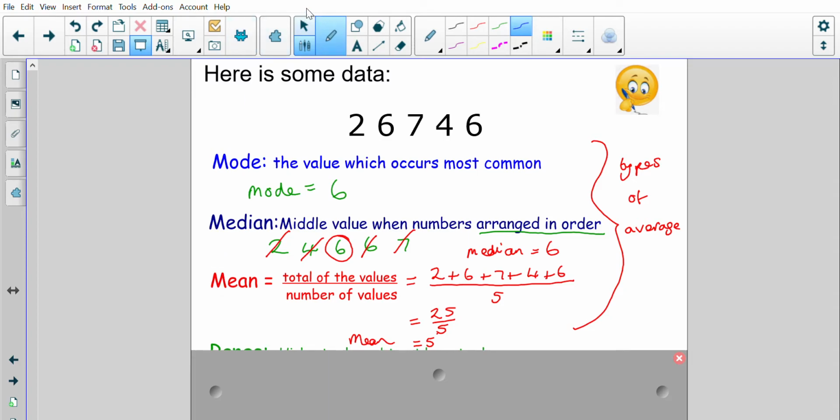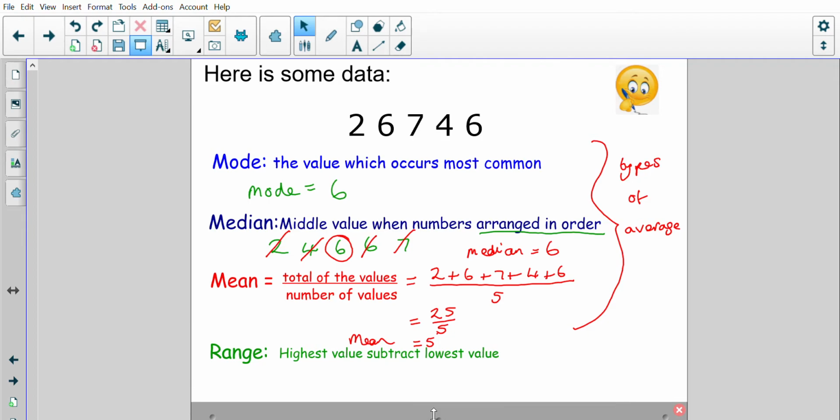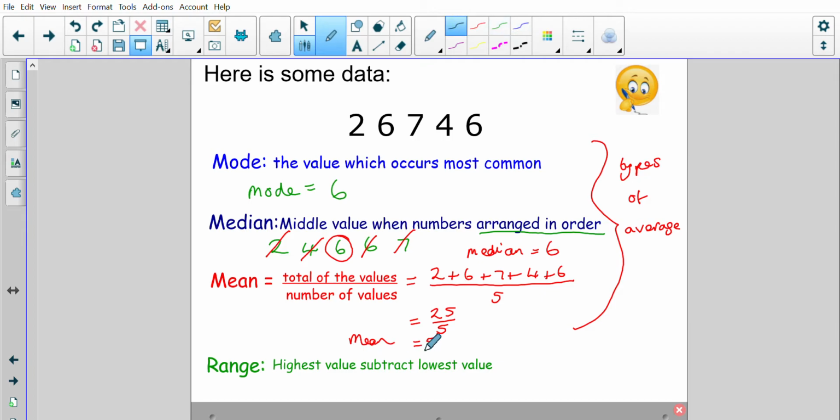Okay, let's just have a look then at the range. So to find the range of a data set, we have the highest value and we subtract the lowest value. So if we have a look at our data set here as an example, our highest value is 7 and our lowest value is 2. So we do 7 take away 2, and the range of the data is 5. So the range is the spread of the data. How spread out is it? It's going from 2 up to 7, so it's got a spread of 5. So the range, we say, is not a type of average, it's a measure of spread.